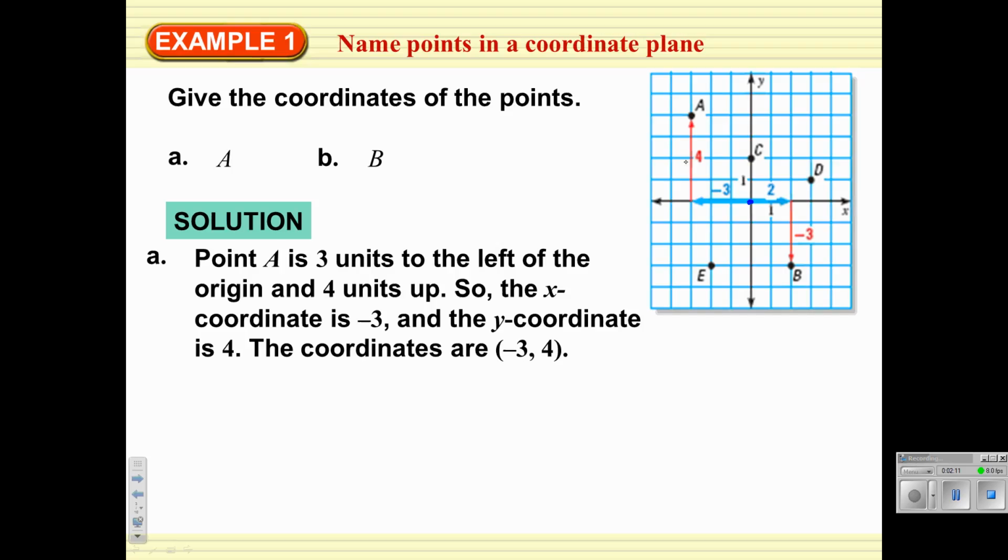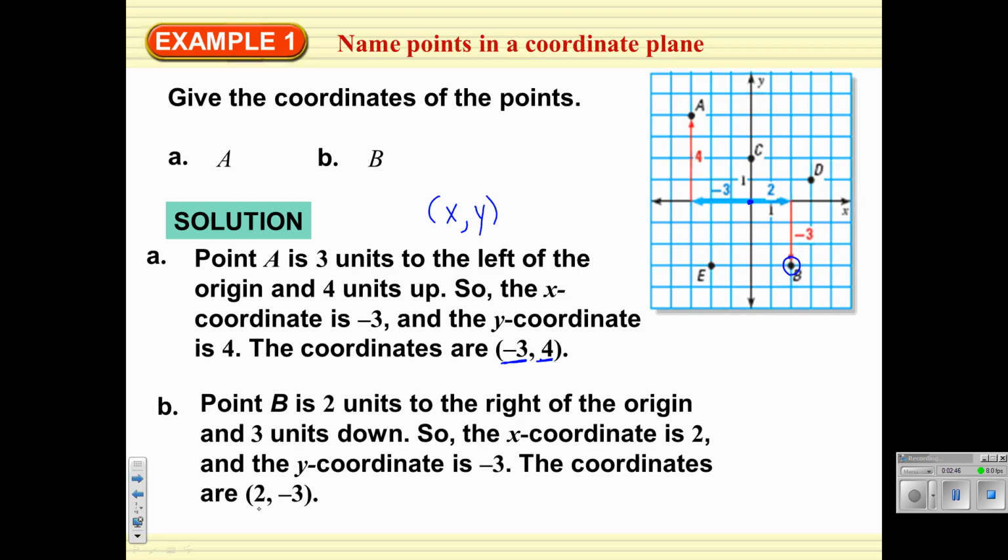So to the left 3 and up 4 gives us our coordinates of negative 3 for the x and positive 4 for the y. And remember, a coordinate point is always written with the x-coordinate first, the y-coordinate second, because you have to find the elevator before you can go up or down the elevator. So now we're going to look over here at point B. And point B, we go to the origin and we go 2 to the right, which is positive 2, and down 3, which is negative 3. So therefore, our x-coordinate would be positive 2, y-coordinate would be negative 3.